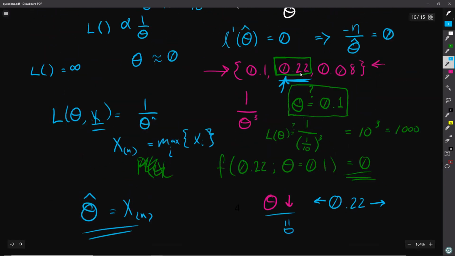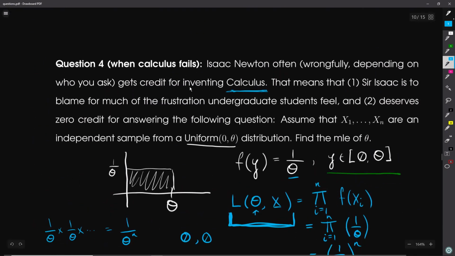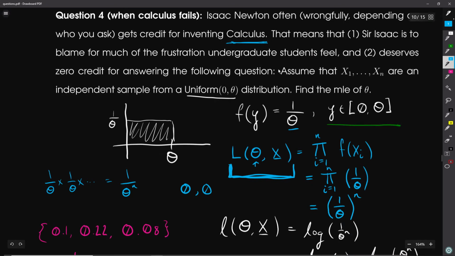So it's important to note that sometimes we come into these tricky situations where we can't just use the standard process of writing down the likelihood, finding the log likelihood, taking a derivative, setting it equal to 0. So it's important every time that you see your likelihood function to think about what's happening.